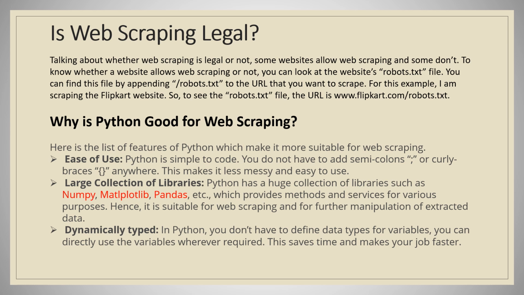Large collection of libraries. Python has a huge collection of libraries such as NumPy, pandas, etc., which provide methods and services for various purposes. Hence, it is suitable for web scraping and for further manipulation of extracted data. Dynamically typed. In Python, you don't have to define data types for variables. You can directly use the variable wherever required. This saves time and makes your job faster.